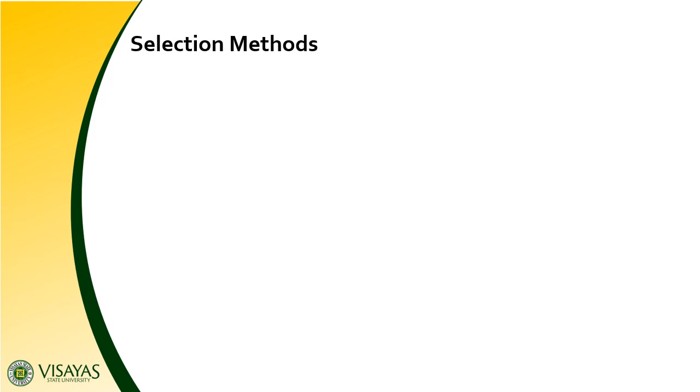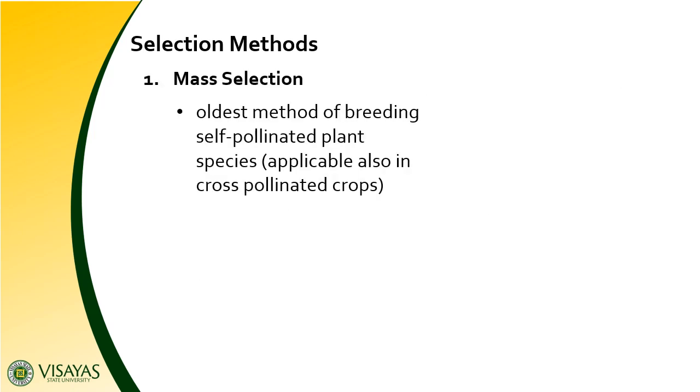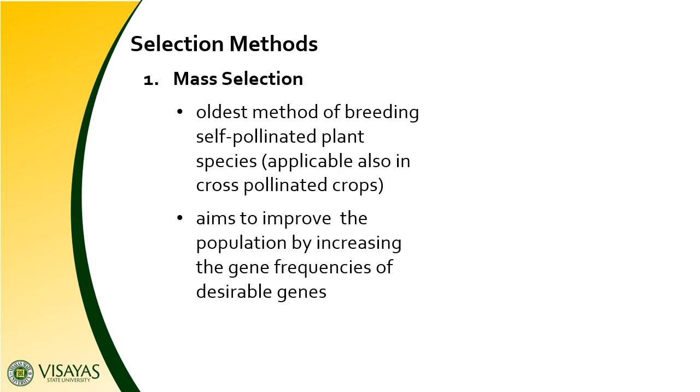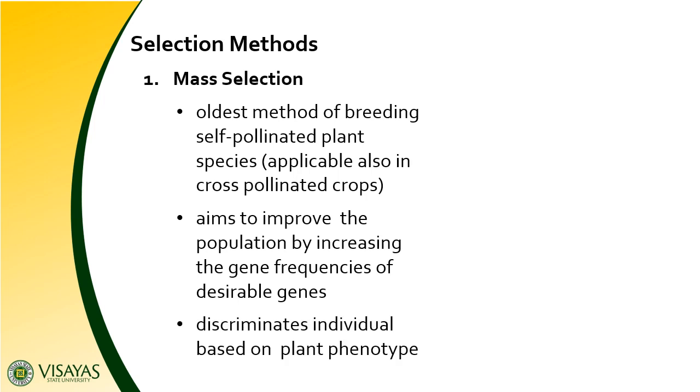Okay, so let's proceed to the first selection method, mass selection. This is the oldest method of breeding self-pollinated crops, but it is also applicable for cross-pollinated crops. Mass selection aims to improve the population by increasing the gene frequency of desirable genes in the population, and this discriminates individuals based on plant phenotype.